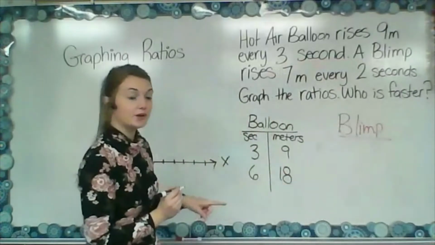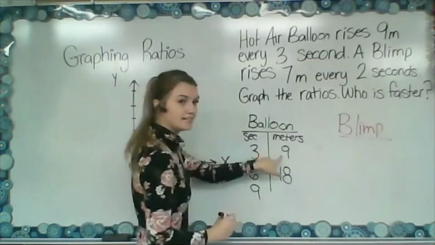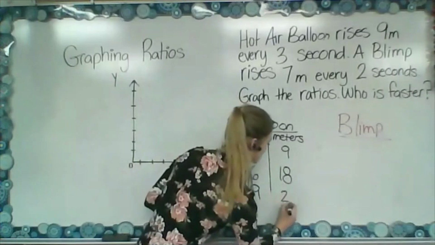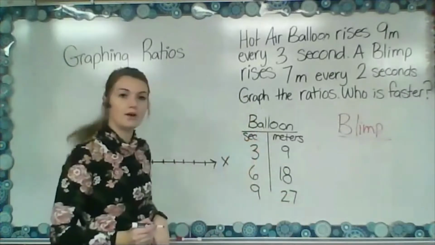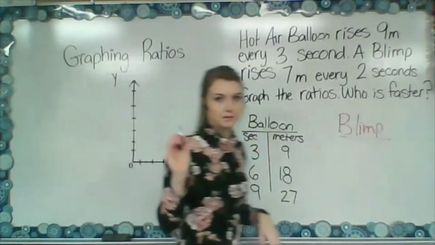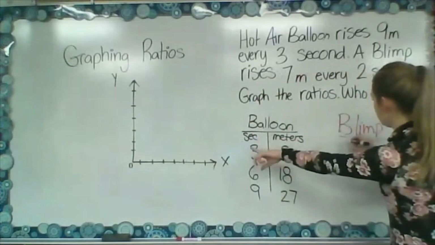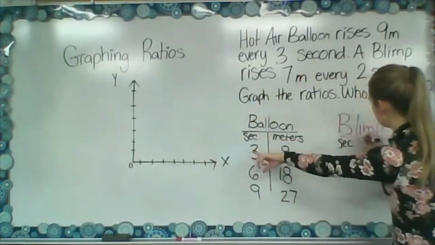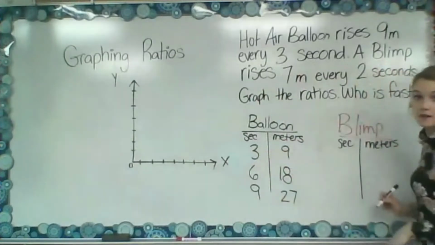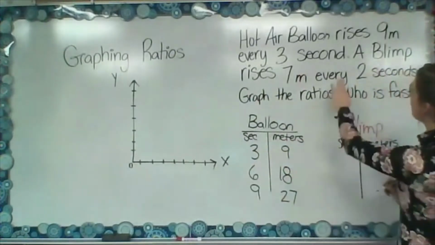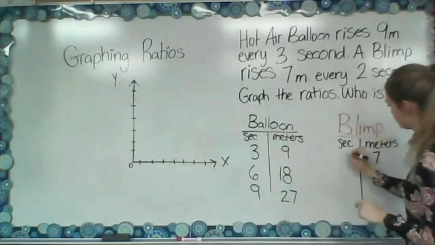Now we can take it by 3. What's 3 times 3? 9. And what's 9 times 3? 27. Okay? So I've got 3 points. I'm good to go. Next, let's do the blimp. I'm going to keep using the black marker for the table just so that you can read it. We're going to do the same thing. We're going to do seconds, and we're going to compare that to meters. For the blimp, we are rising 7 meters every 2 seconds.